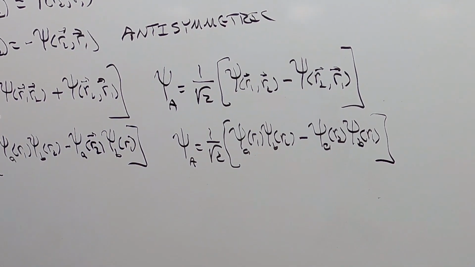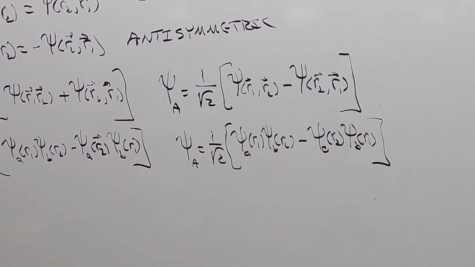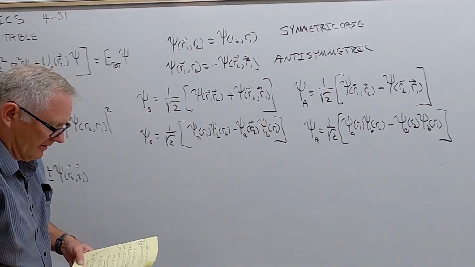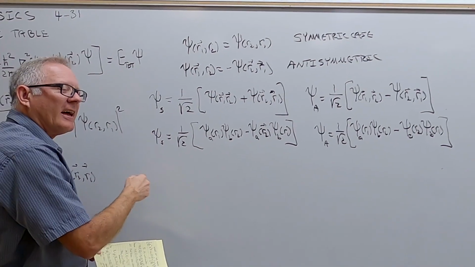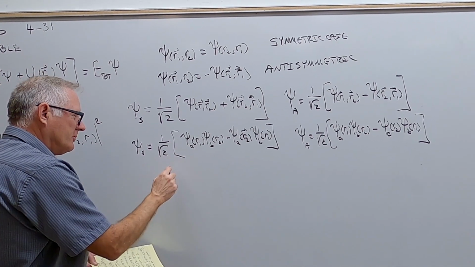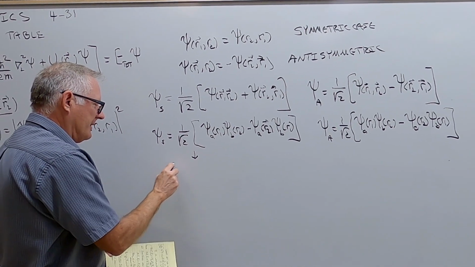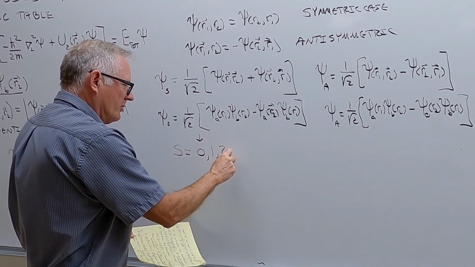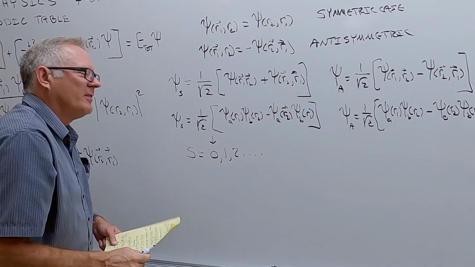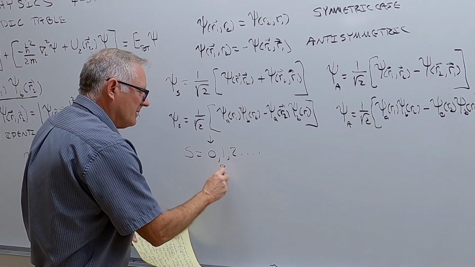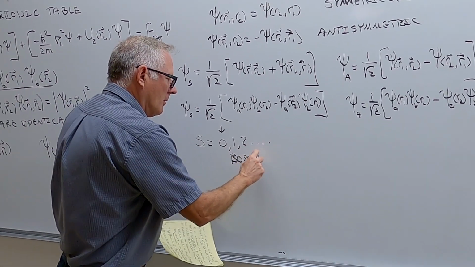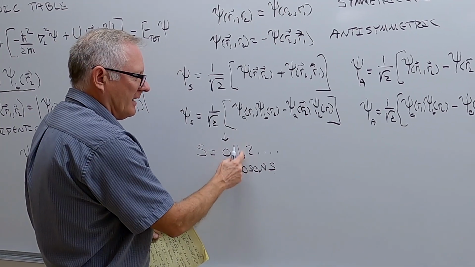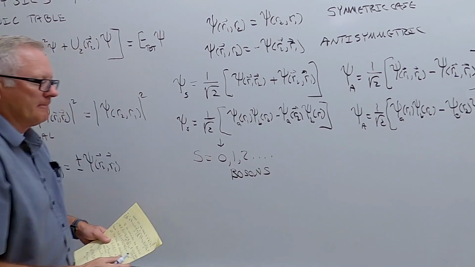Now, all of the states that are symmetric right here, these ones all have integer spin. The spin can either be 0, 1, 2, and so on. Remember, we gave these a name. We called them bosons, one of them being the photon. You remember the photon had a spin of 1.